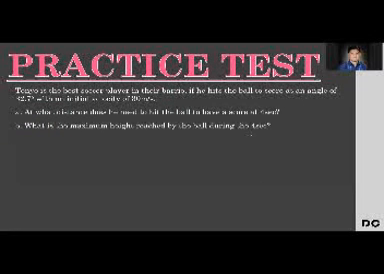Okay, so Tonyo is the best soccer player in the barrio. If he hits the ball to score at an angle of 32.7 degrees with an initial velocity of 30 meters per second, for letter A, what distance does he need to hit the ball to have a score of 4 seconds? And for letter B, what is the maximum height reached by the ball during the 4 seconds?